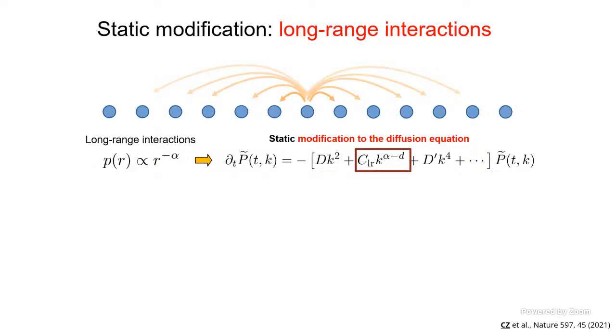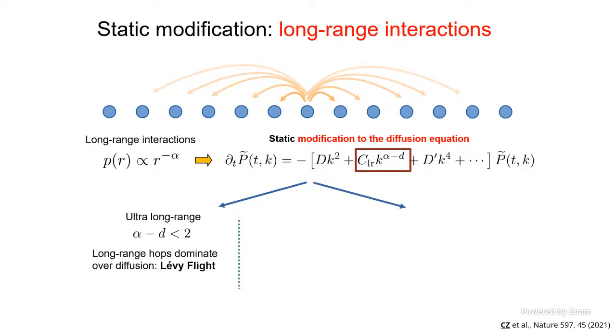And for the long range interaction, let me give you another intuition. Long range power law hoppings add an additional static modification to the diffusion equation, with a power k to the alpha minus d, where alpha is the long range hopping exponent and d is the dimensionality of the system. If alpha minus d is much smaller than two, it's an ultra long range system where this term dominates the k squared term. The system is not diffusive anymore. You're going to the Levy flight or long range hopping regime.